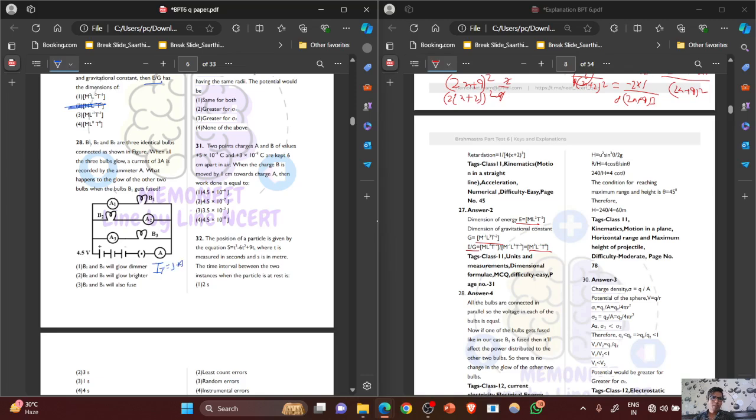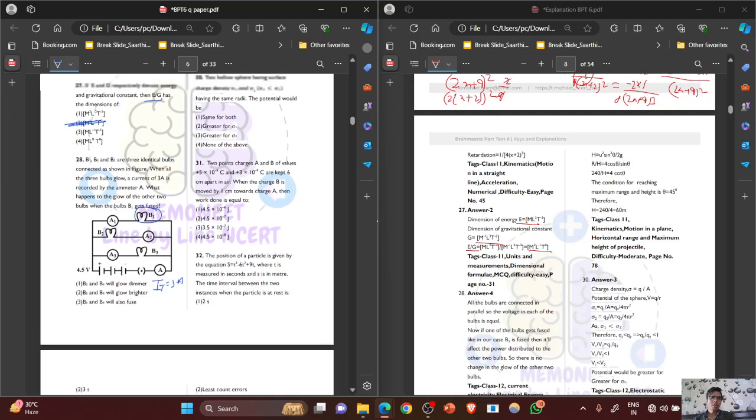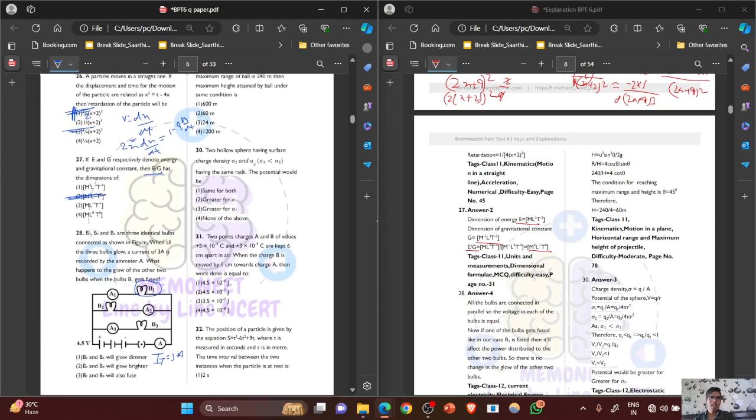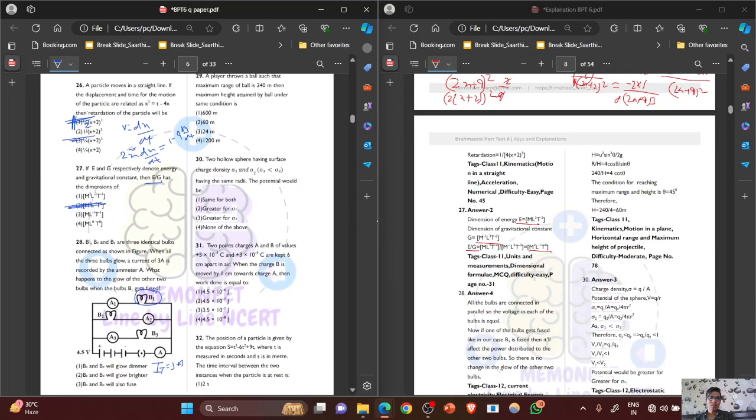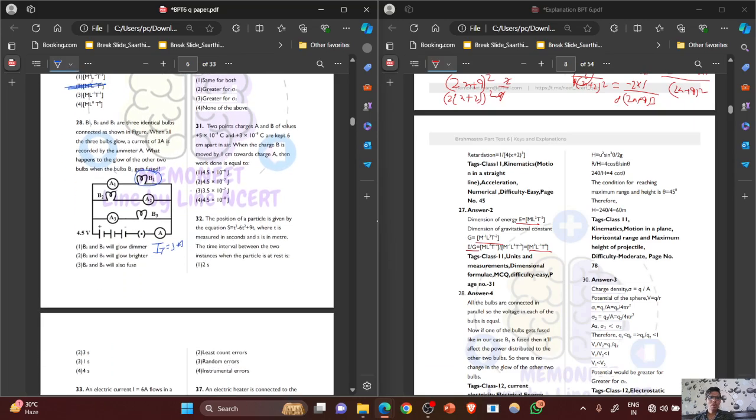Okay. What happens to the glow of the other two bulbs when bulb B1 gets fused? If B1 gets fused, you just need to understand what the options are. It's asking what will happen with the glow of the other two. You can understand that the bulbs B1, B2, B3 are all connected in parallel. So the potential difference across each will be the same. If the potential difference across each is the same, then there will be no change in the bulbs even if one gets fused.